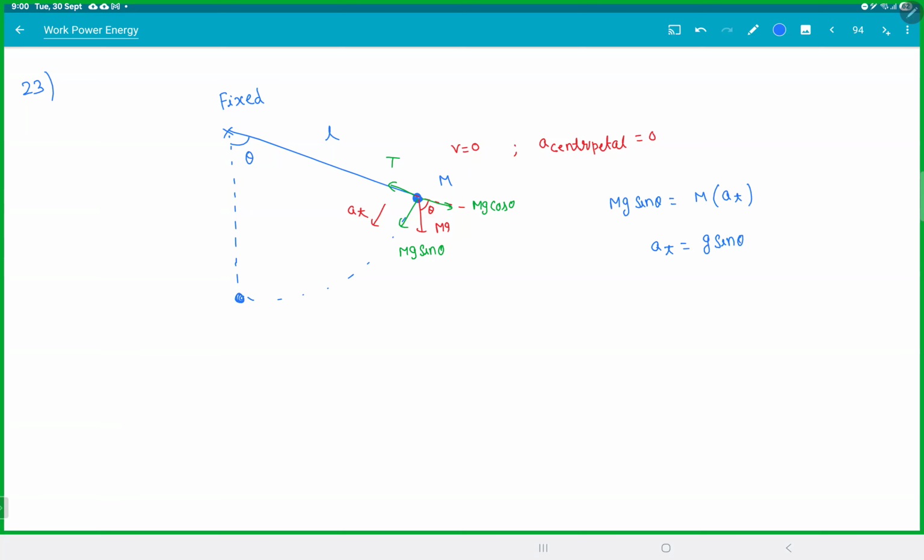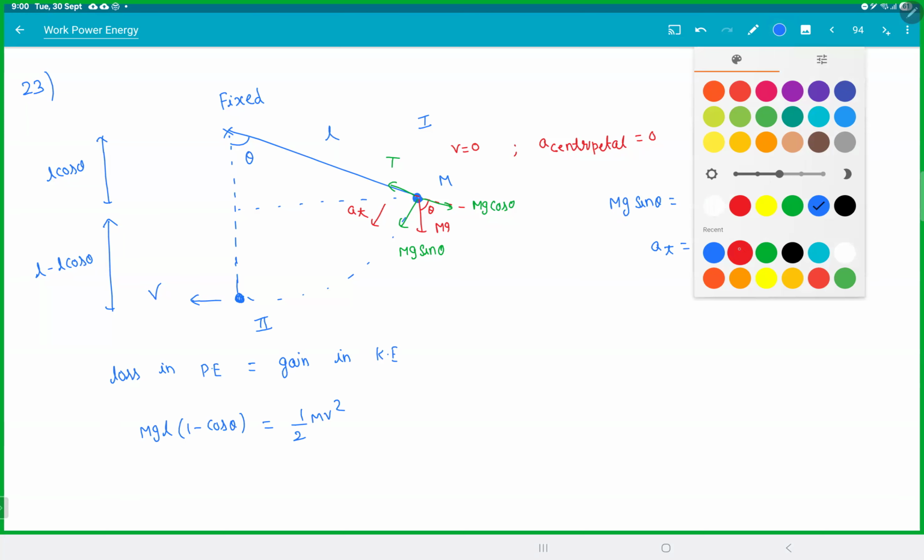When you come to the lowest position, you must have gained some speed. How much is that? This will be the difference in height, L minus L cos theta. This is L cos theta, the adjacent side. So loss in potential energy is equal to gain in kinetic energy. So this is my state 1 and this is my state 2. So mgL(1 minus cos theta) must be equal to half mv square.